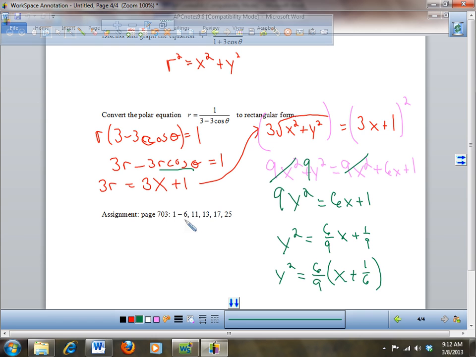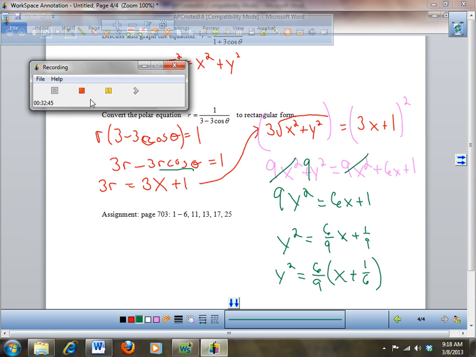This is your homework. These 1 through 6 are short questions. And I think I have a parabola, an ellipse, a hyperbola, and then converting one like that for your own. Try to do the hyperbola. We'll talk about that in class tomorrow.